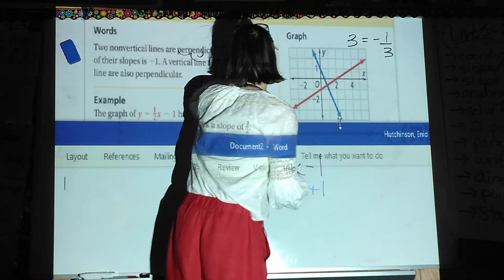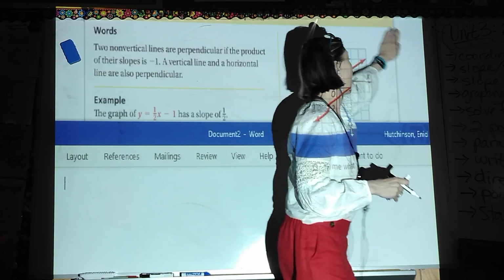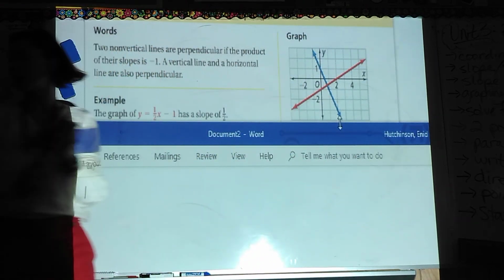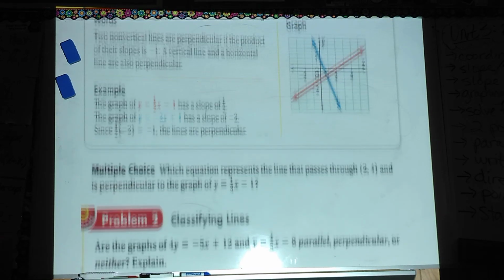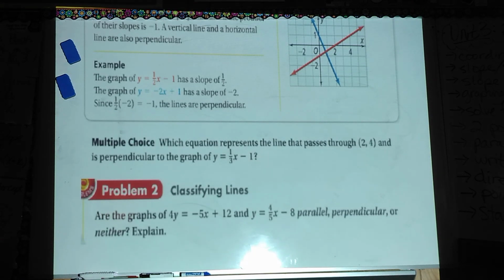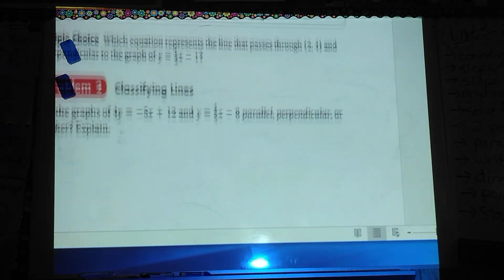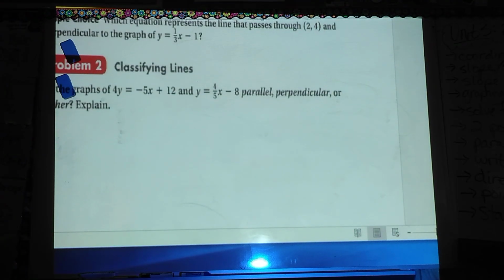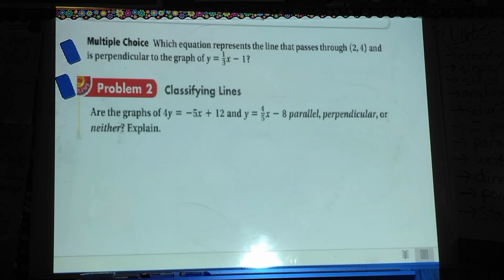Okay? So just like we wrote the equation of a line that is parallel to the given line, we're going to have to write the equation of a line that is perpendicular to the line that we're given. Let me just scroll it down. Okay, and move it over. Okay, there it is.